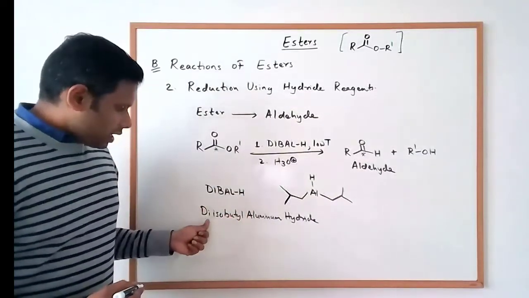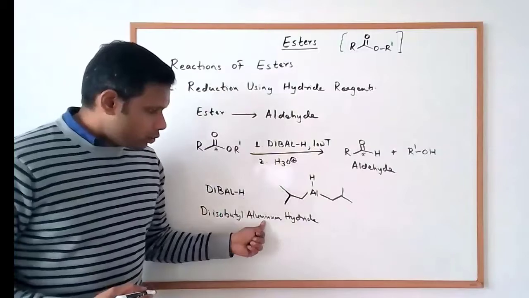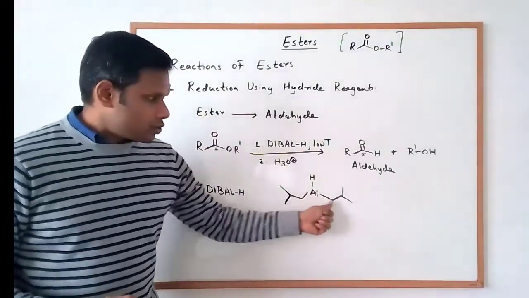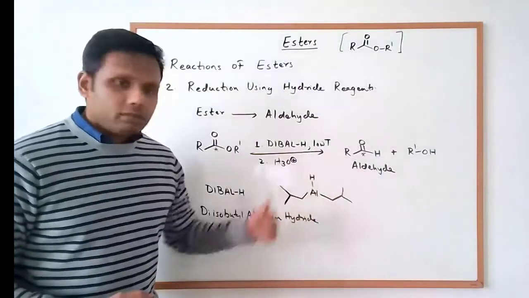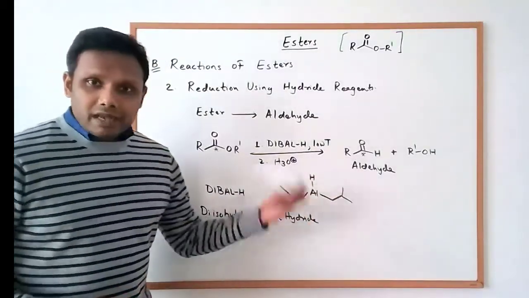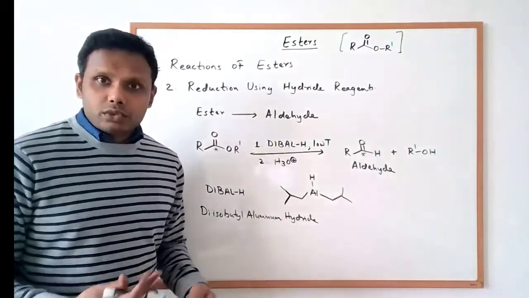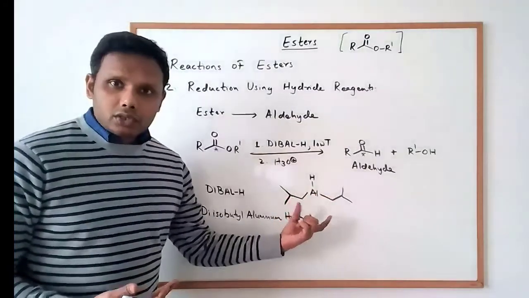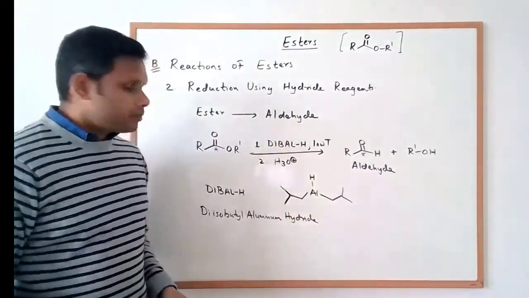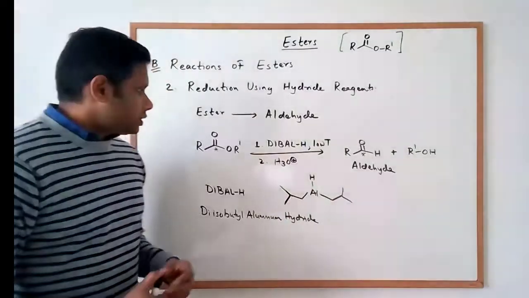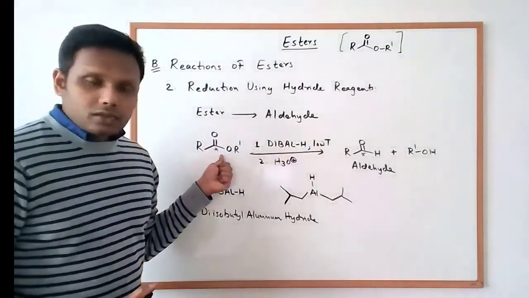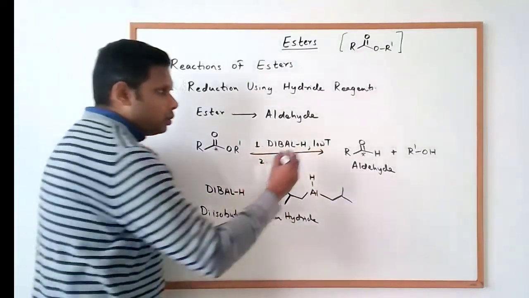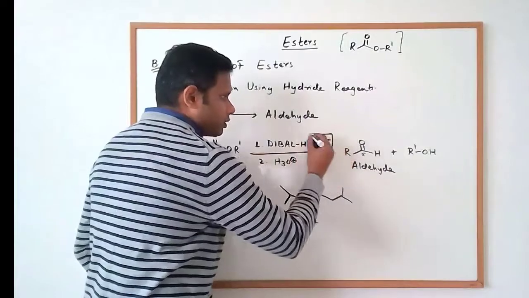DIBAL-H, which is diisobutyl aluminum hydride. This is the structure of DIBAL-H. So there are two isobutyl groups on the aluminum along with one hydride. The mechanism of this reaction is very similar to that of a lithium aluminum hydride mechanism, except that you will use DIBAL-H instead of the aluminum hydride. But the advantage to this reaction is that if you react an ester with DIBAL-H, this reaction is done at low temperatures. Okay, so that's important.